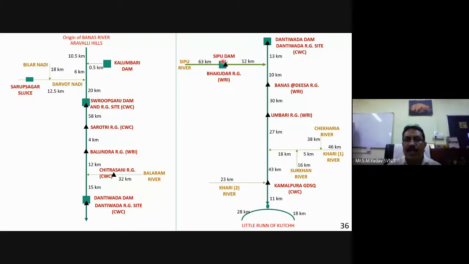is the Sipu river. That Sipu dam is located at 12 kilometers from the confluence of this river and Banas river and that of the Sipu river. Further downstream, the Banas river flows to one gauging site, Umri, and another gauging site, Kamalpur. The left bank tributary is Khari river, while the right bank tributary is also known as Khari river 1 and Khari river 2. Ultimately, this river ends into Little Rann of Kutch.